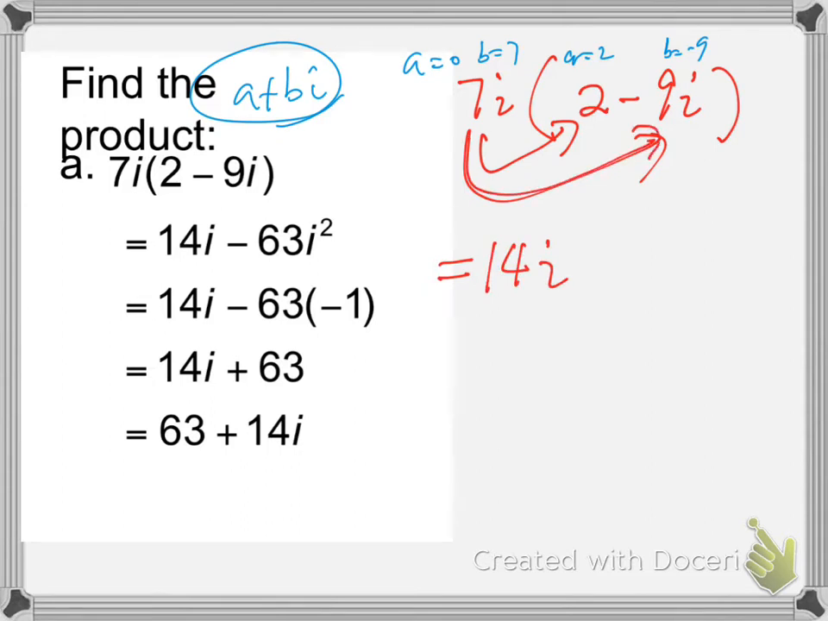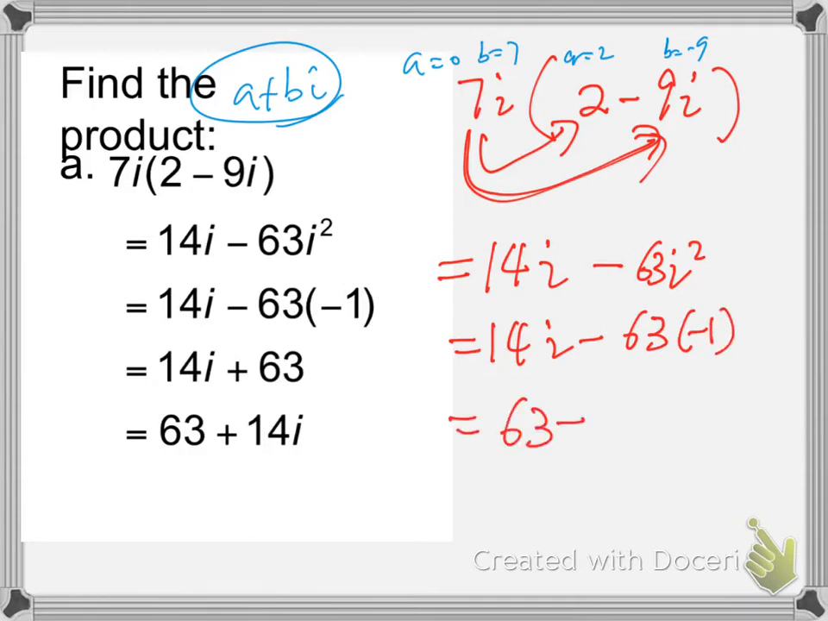7i times -9i is -63i squared. So what is i squared? -1. So we have to simplify that again. So this is 63 plus 14i. The -63 and the -1 become a new positive real part, positive 63. So essentially, it's just distribution.